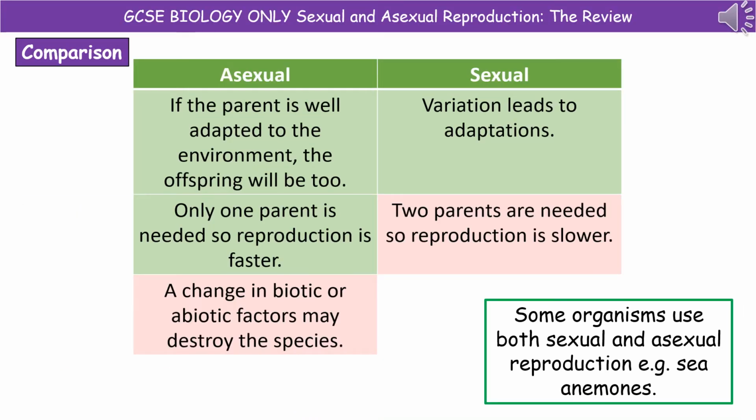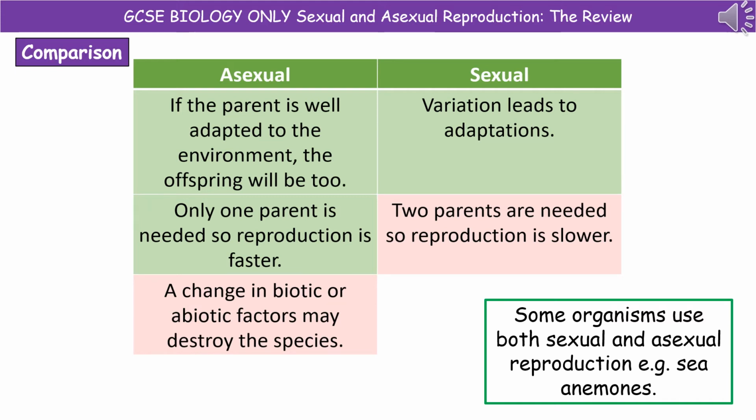For those of you doing GCSE biology, you need to be able to compare asexual and sexual reproduction. So here's a handy little table with those comparisons in terms of positives and negatives. Positives are green, negatives are pink. The positives of asexual reproduction are that if the parent is well adapted to the environment, the offspring will be too because they're clones, they're genetically identical, and only one parent is needed, so reproduction is faster.